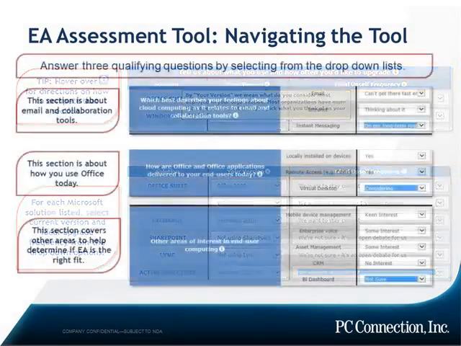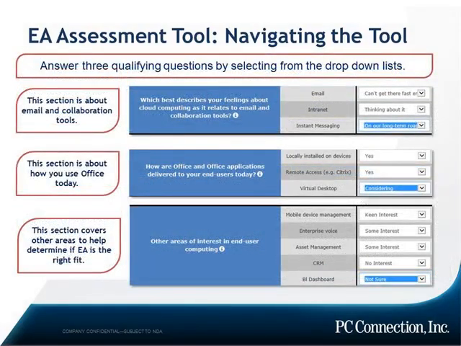And the next part that we come to asks some qualifying questions about cloud, about how you use Office. Office is a big part of any enterprise agreement. How you're deploying, how you're managing and how you're using Office can help us also determine if an EA is the right answer for your organization. So we take you through those questions.